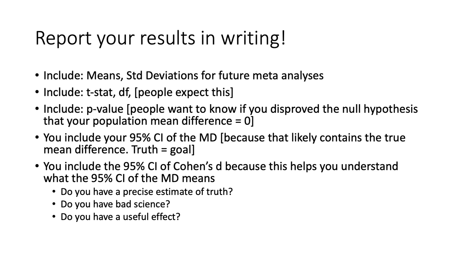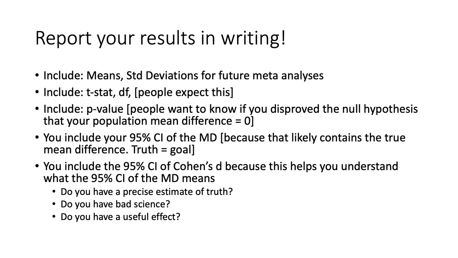So what do we want to report in our results? We want the means and standard deviations. Always, always, always, for every condition, means and standard deviations. That's necessary for future meta-analysis. We want our p-value. We know that. We'll get to that in a second. We need our t and the degrees of freedom to go with our p-value.